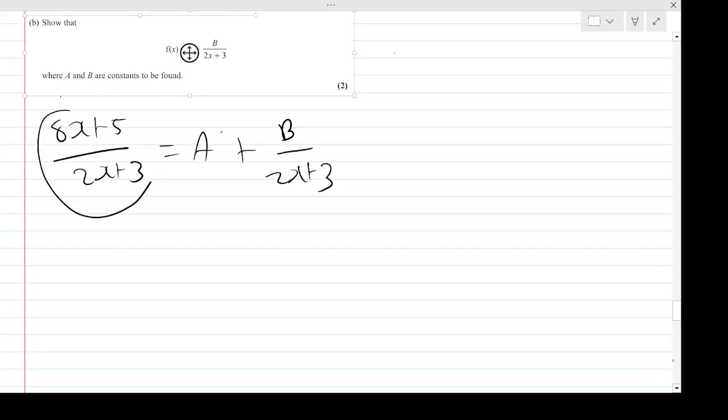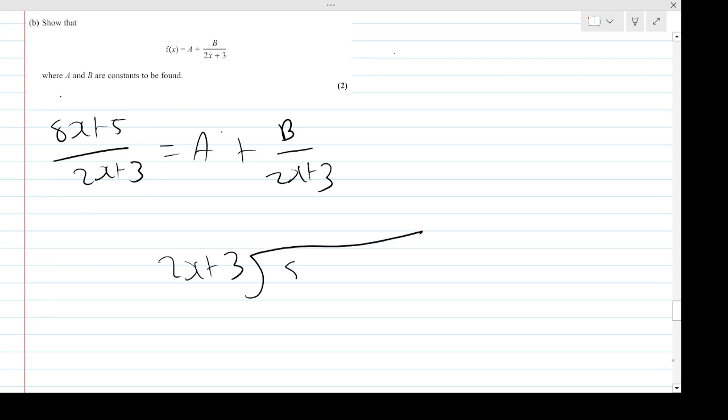So this is a division, so I can go ahead with that. I have 2x plus 3 on the outside of the bus stop, and then I have the 8x plus 5 inside. I'm going to do my normal method, where the highest power inside the bus stop is 8x. So I need to do 8x, the highest term inside, divided by the highest term outside, which is 2x. And that'll just be 4. So I can add 4 there to get 4.